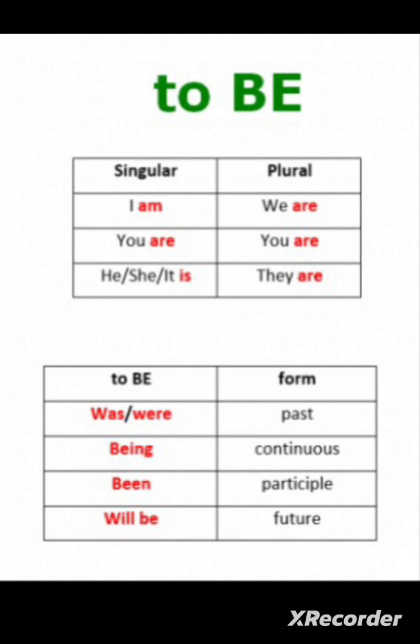Now how to use it? We can use it in different tenses. For present tense we are using is, am, are. For past tense we are using was, were. Sometimes in continuous tense we are using being, B-E-I-N-G. And in participle we are using the word been, B-E-E-N. And for the future we are using will be. Let us try to make some sentences on this. He was sleeping. They were dancing. I hope you understood. If you have any doubts, please write down in the comment box.